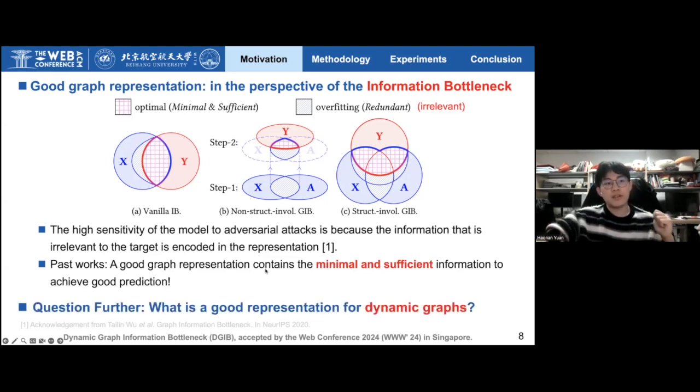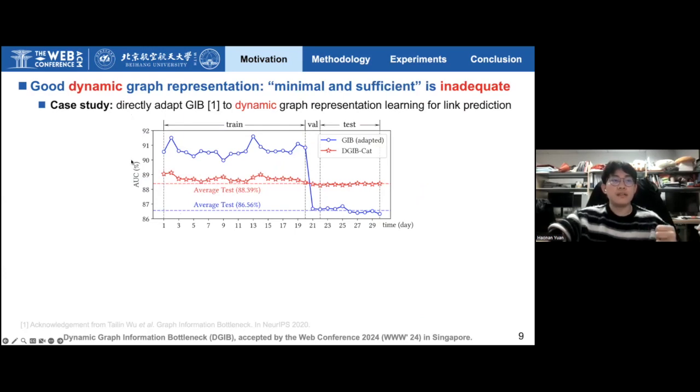So let's take the question further. What is a good representation for dynamic graphs? To test whether the minimal and sufficient graph representation on the static graph is also a good representation in dynamic scenarios, we do a case study. The setup of this experiment is as follows. We directly apply the GIB used for static graphs to the dynamic scenarios and test the performance of the link prediction task.